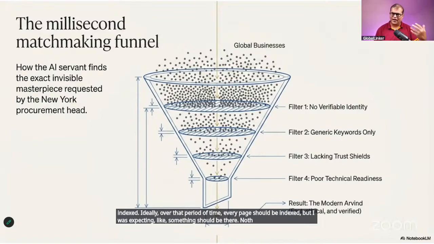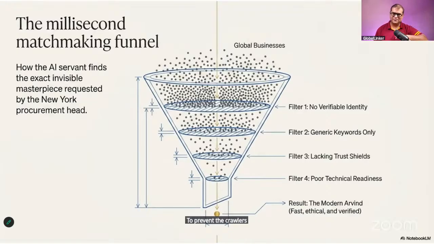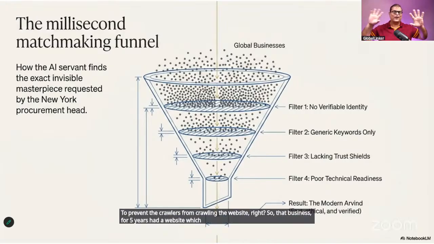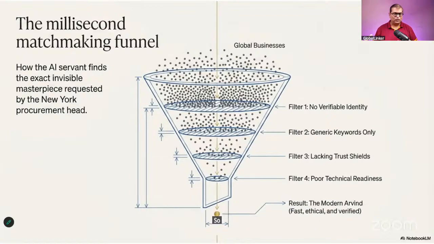Nothing was there. And when we investigated that, we found that the developer had put blocks to prevent the crawlers from crawling the website, right? So that business for 5 years had a website which was good for nothing. No one can find that website. No one. Even if you are searching exactly by the name, still you will not find it, because Google is not aware of that website. So that's where you should check for indexing.